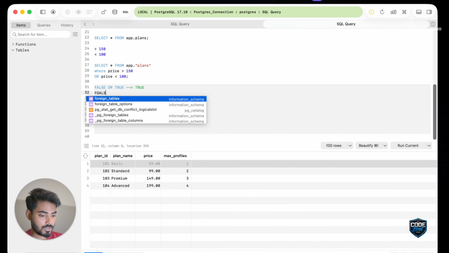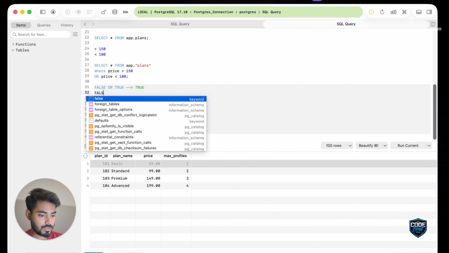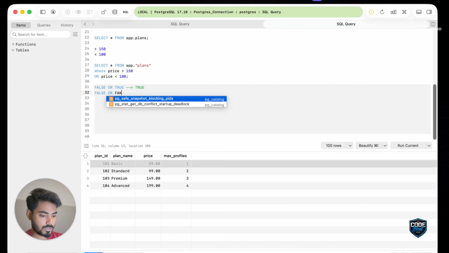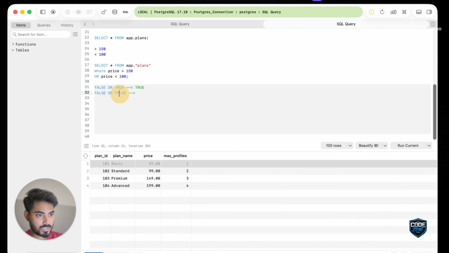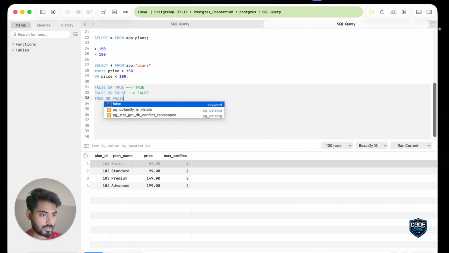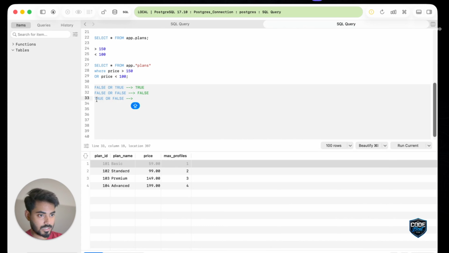And what about false or false? Here both conditions are false. Neither of them is true. So this will result in false. And what about true or false? Here also this condition is true. If either of these conditions is true, then it will be true.